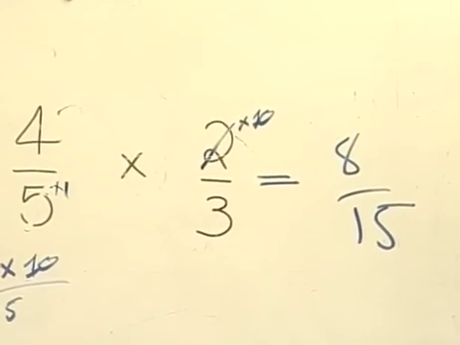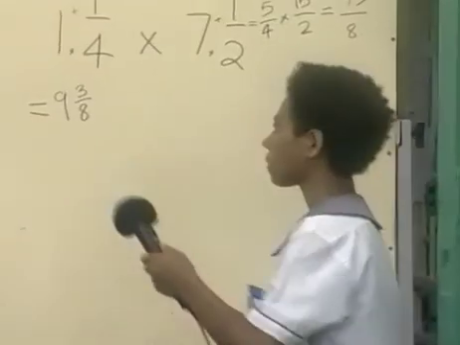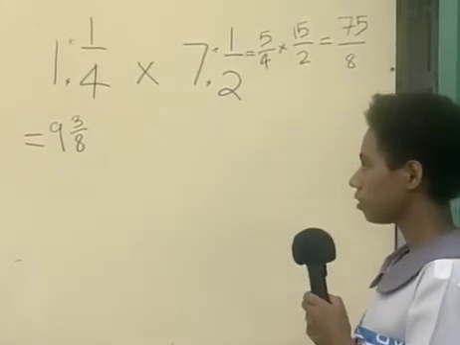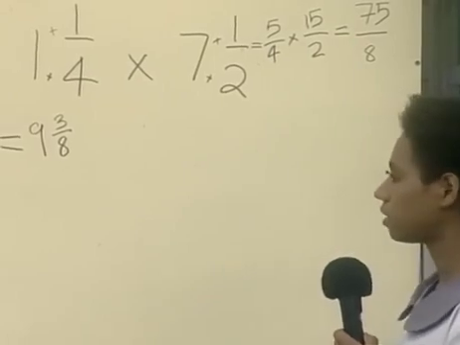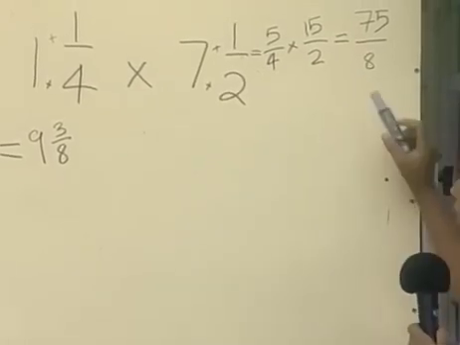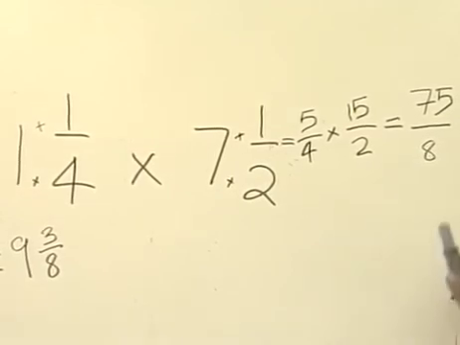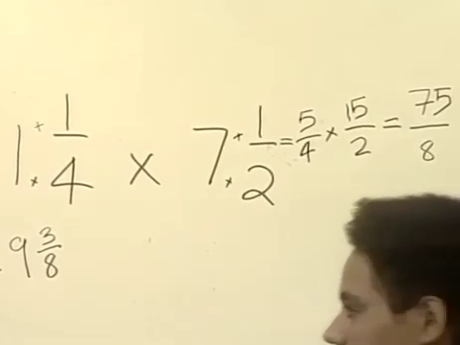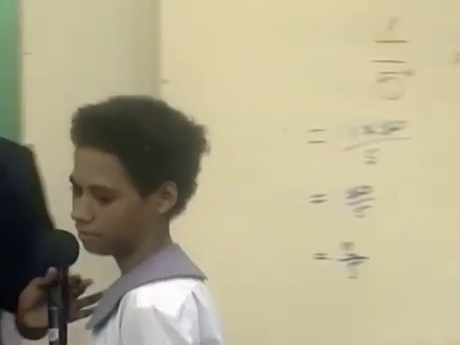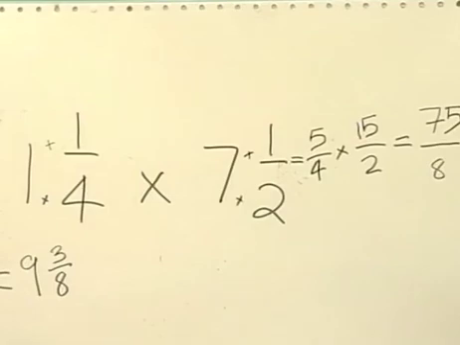Okay, sorry Abby for keeping you waiting. You explain your working out. To get my answer, I first changed the mixed fractions to improper fractions, and then I multiplied straight away because there is no common factor. Then I got my answer and I simplified it to a mixed number. All right, thank you, Abby. Hands up if you got 9 whole and 3 over 8. Hands straight up. All right, good.